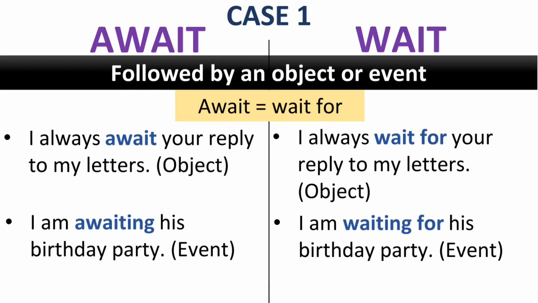Case 1. Await and wait both can be used with an object or an event. For example, I always wait for your reply to my letters. Here, your reply to my letters is an object. One more example, I am waiting for his birthday party. Here, his birthday party is an event.